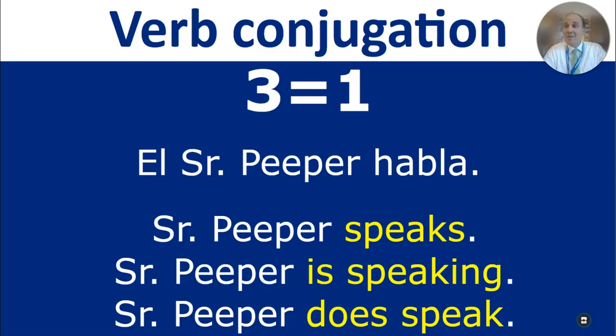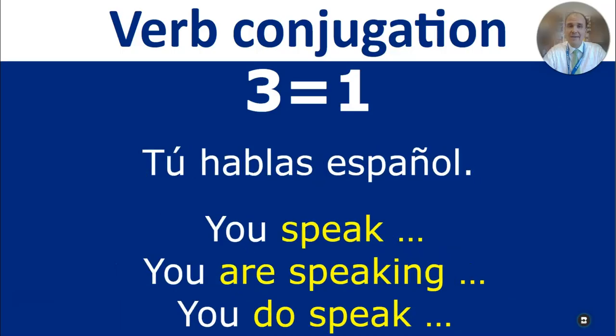So coming back to that weird math problem, 3 equals 1, remember anytime you do this, in Spanish there's only one verb, like for example, señor habla, but in English, that habla could mean one of 3 things. If I were to say, translate for me, señor habla, you could say señor speaks, señor is speaking, or señor does speak. It'll always have 3 meanings back into English. Tú hablas español would be like saying you speak, you are speaking, or you do speak.